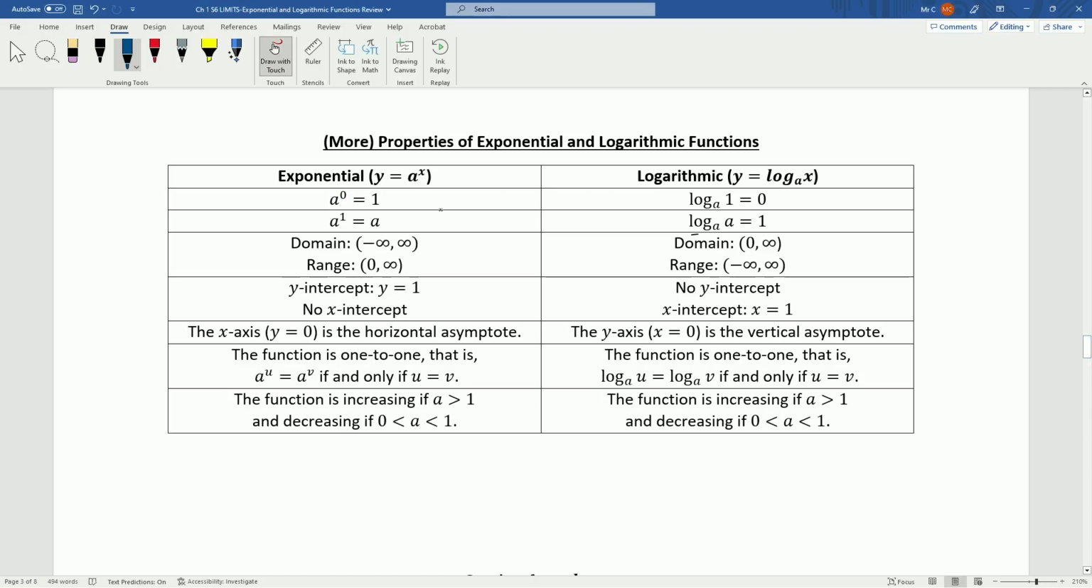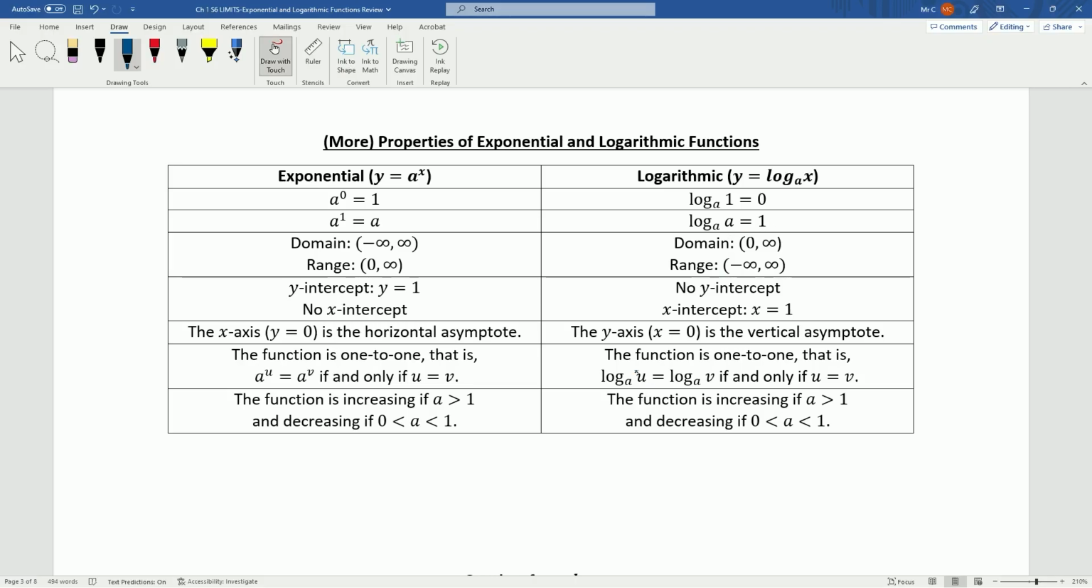So all of these, I've just written the equivalent properties next to each other. So let's just take a look at them. A to the 0 is 1. Log base a of 1 is 0. Switch your inputs and outputs. A to the first power equals a. Input is 1, output is a. Log base a of a equals 1. Switch your inputs and outputs.